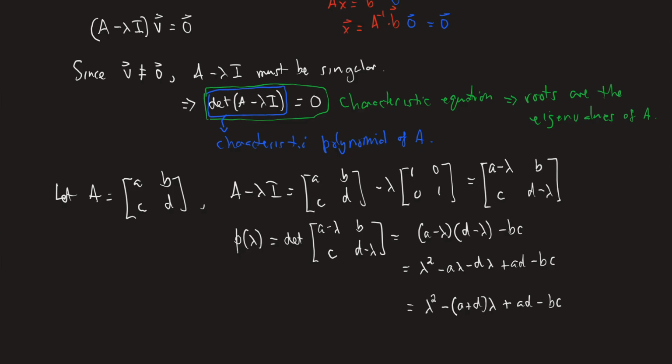And what we see here now are two important numbers associated with a 2 by 2 matrix. We know that a plus d is the trace of the original matrix. And of course, we know that ad minus bc is the determinant of the original matrix. So here's a very useful formula for the characteristic polynomial of a 2 by 2 matrix. It's lambda squared minus the trace of A times lambda plus the determinant of A.